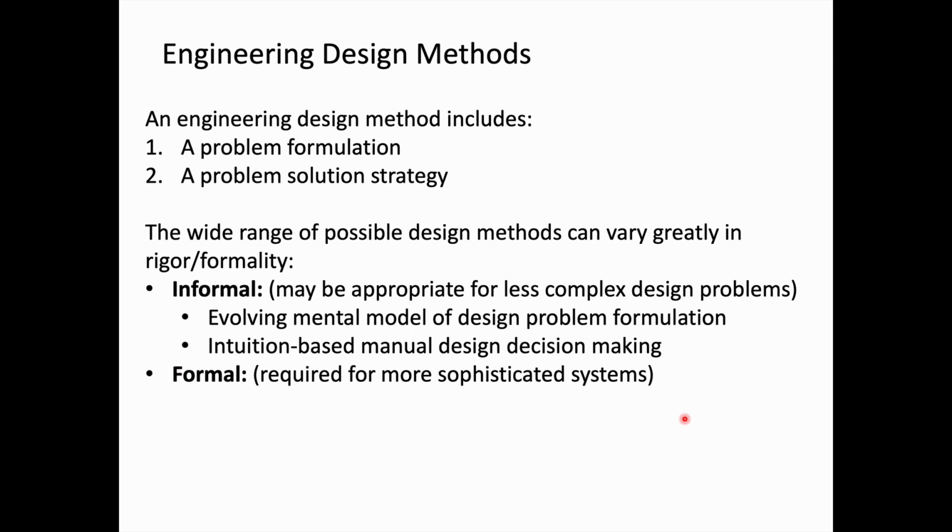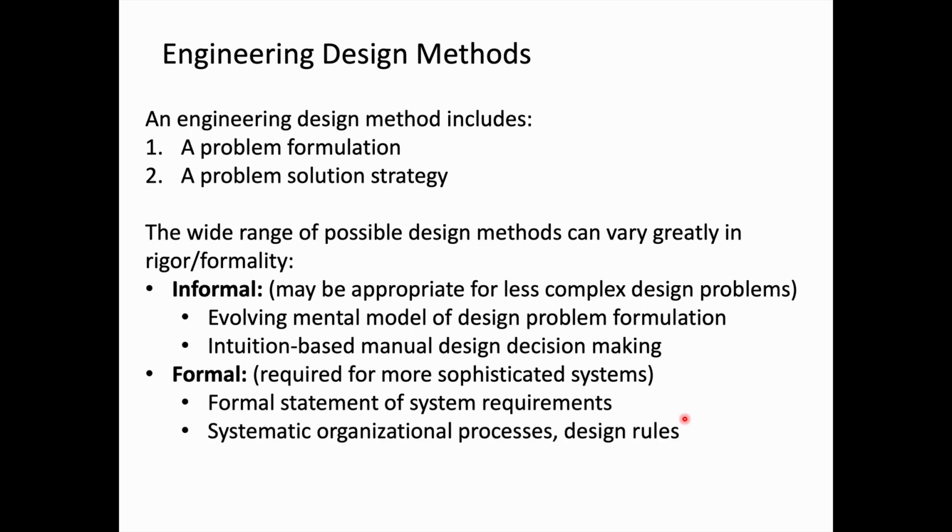Then we can think about more formal types of design methods, and these are needed for more sophisticated systems. We need to make a formal statement of often what we call system requirements. And we need a systematic organizational process. Maybe we use some kind of design rules, or maybe we're using design optimization as a strategy to help support making design decisions for something that's more complicated than is really reasonable just using human cognition.